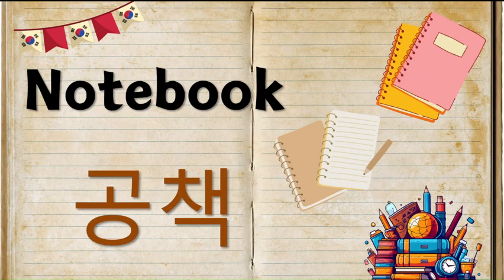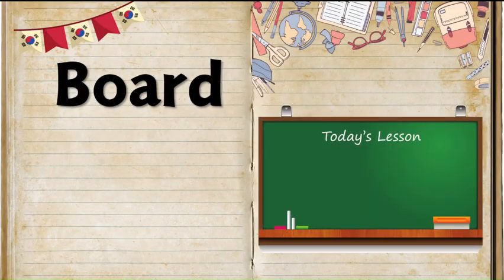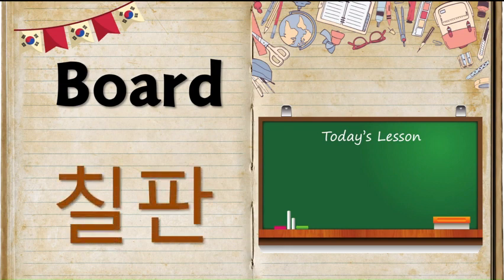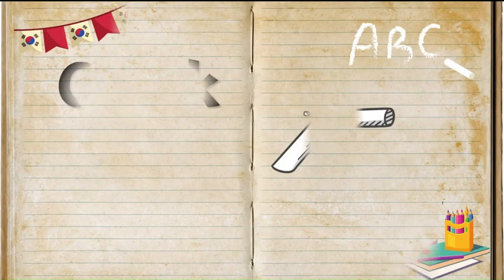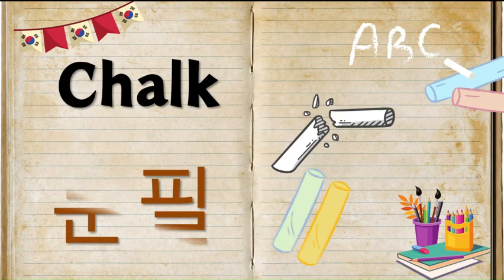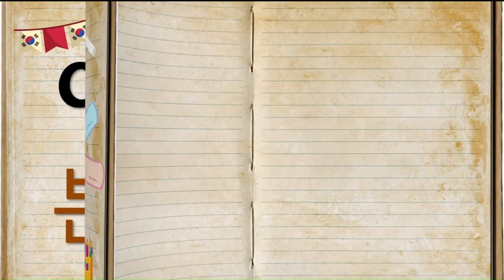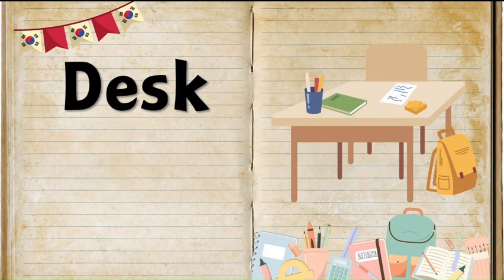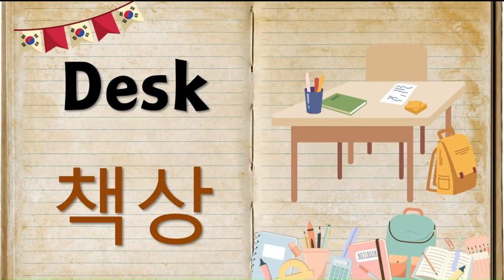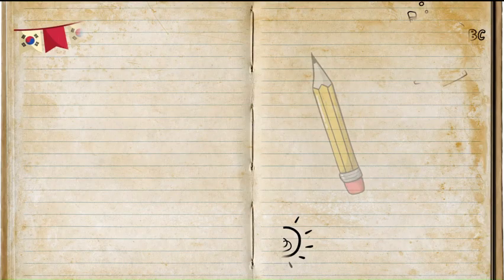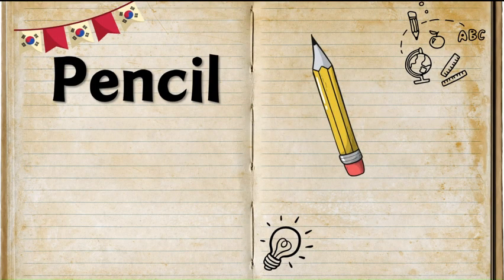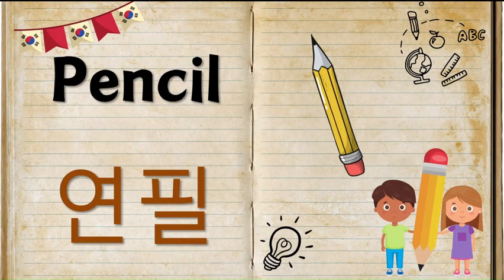Here comes the word for board or blackboard in Korean, and that is 칠판. Next comes the Korean word for chalk, and that is 분필. Now let's see how you are going to say desk in Korean, and that is 책상. Next comes the Korean word for pencil, and pencil in Korean is called 연필.